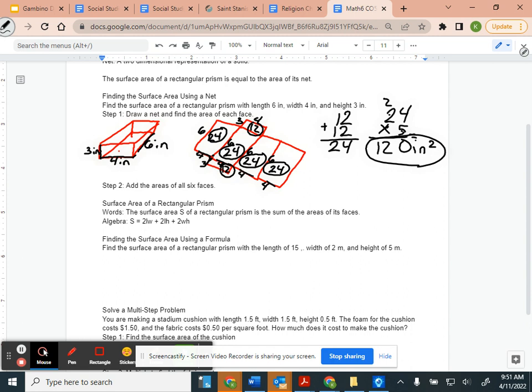I made it a little simpler on myself because I knew 12 plus 12 was 24, and then I had 5 24s. So instead of having to type in all those numbers into the calculator, I just did 24 times 5. Either way works. You get the same answer.